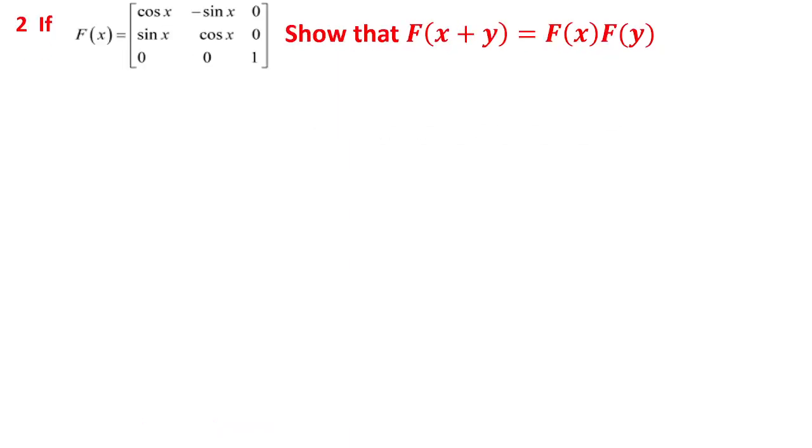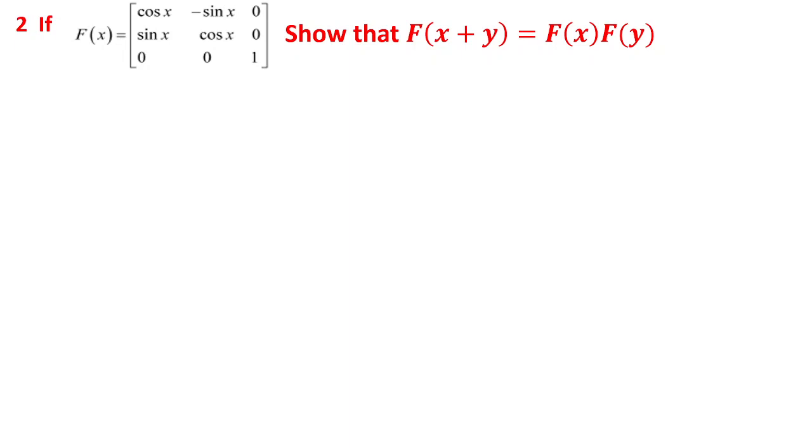Let us go to the next question. This is actually a question where we have to use the properties of trigonometry. A function is given as f of x equals the matrix cos x, minus sin x, 0; sin x, cos x, 0; 0, 0, 1. We have to show that f of x plus y is equal to f of x into f of y. You know what is the meaning of f of x plus y? Wherever x comes, it should be replaced by x plus y. F of y means cos y, minus sin y and so on.